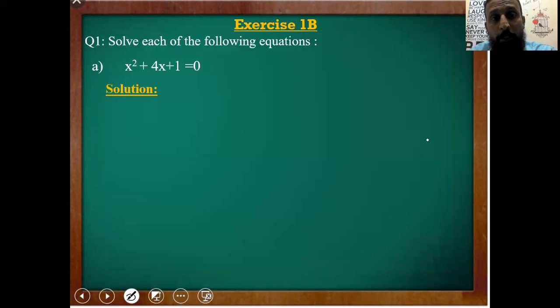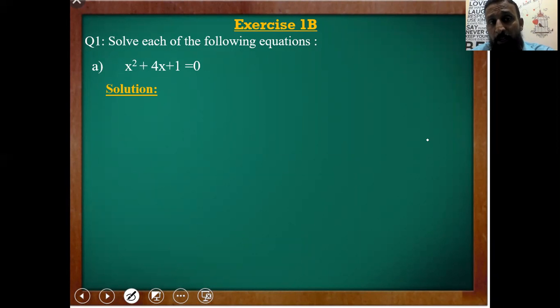So let's do one question, boys and girls. This is exercise 1b of your school book, Maths Book 3, chapter number 1. Question number 1: solve each of the following quadratic equations. Now, what is the equation? It's x squared plus 4x plus 1. So we will be solving this by using quadratic formula.